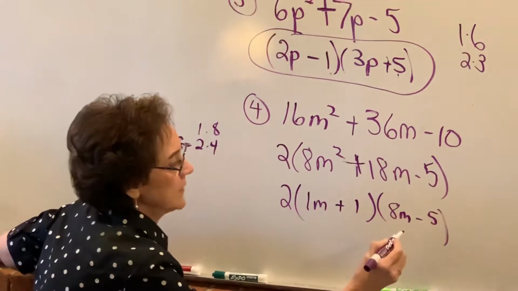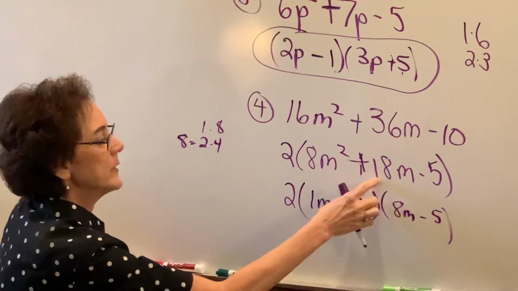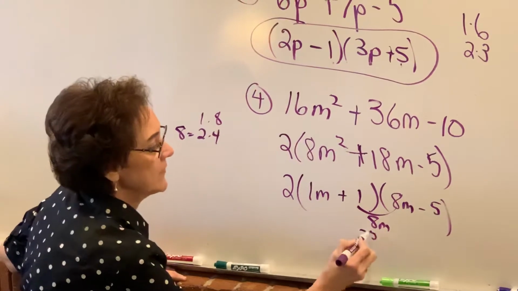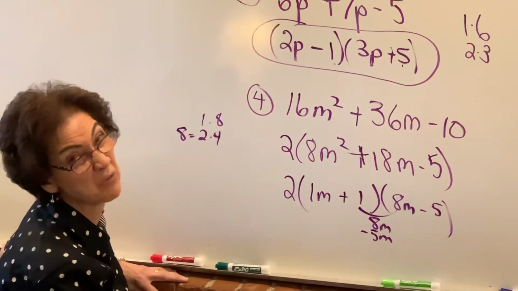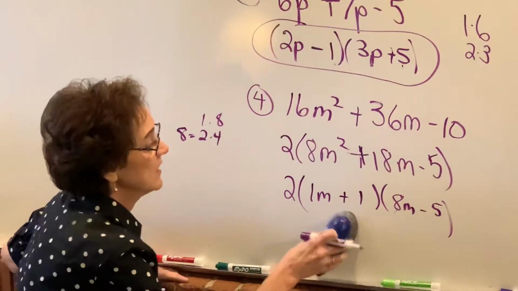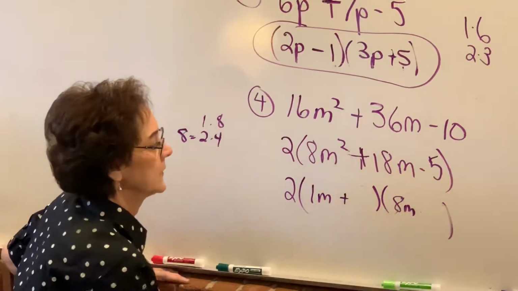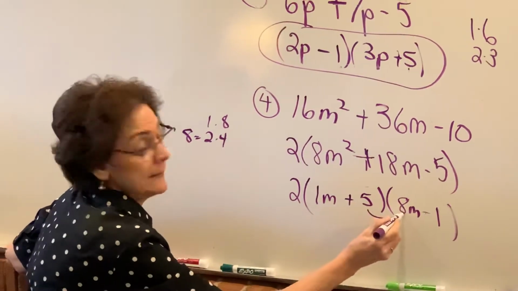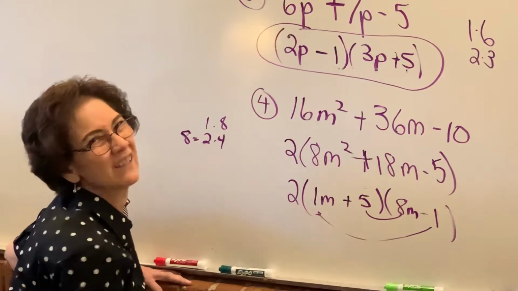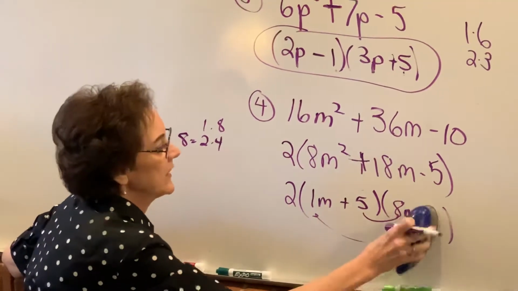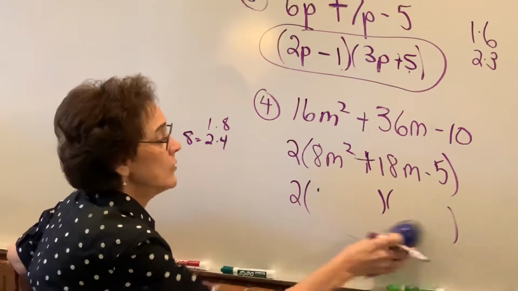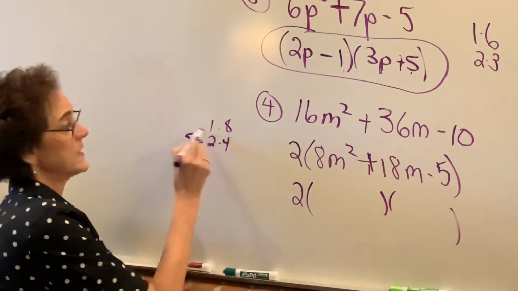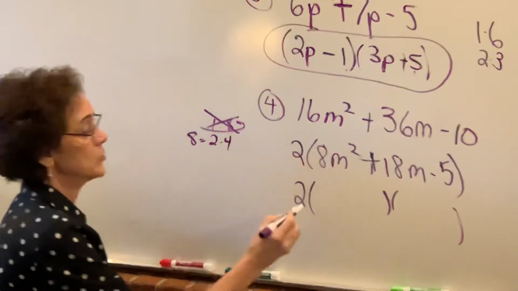+1, -5. Did that give me 18 in the middle? All right, so that's 8m and that is a -5m. Uh-oh, that didn't do it. That would be 3. All right, so let's switch them. 5, -1. So that would be 40m, and a -1m, that'd be 39m. Nope, that didn't do it. Okay, so we tried both of the 1 and the 5s, but it didn't work. So instead of trying 8 times the 1, we're going to have to try 2 times 4.